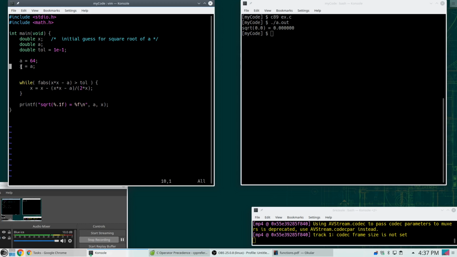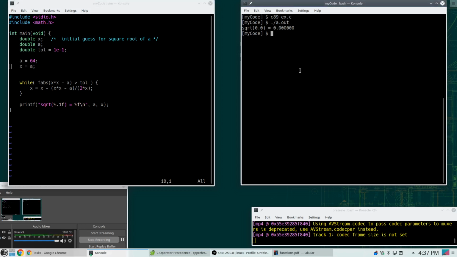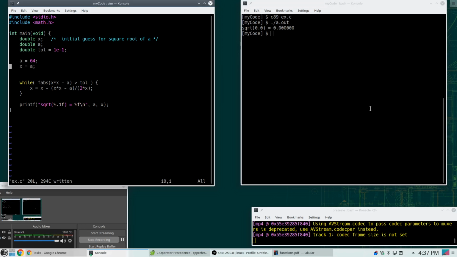Well, if a is some number greater than 0, then that number squared minus a is probably going to be greater than this tolerance, at least if a is greater than 1. Because 1 squared would be 1, 1 minus 1 would be 0. But if we choose numbers that are bigger than that, like I've done here, this should work. Did I save that? Save that.